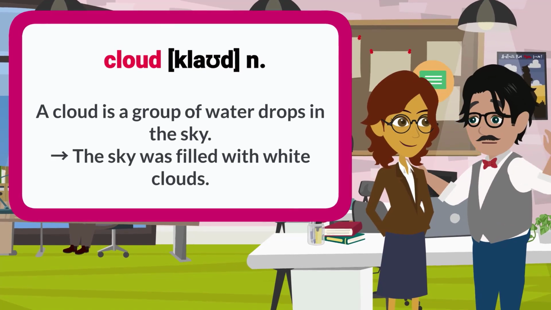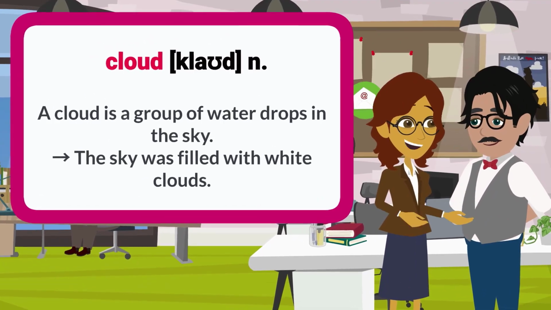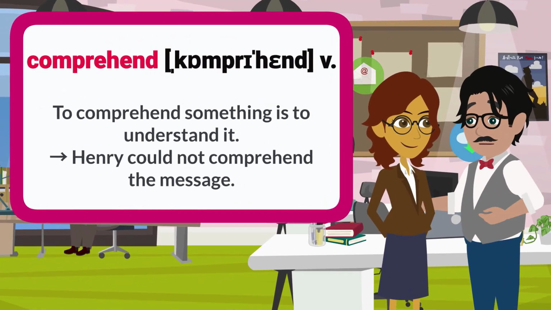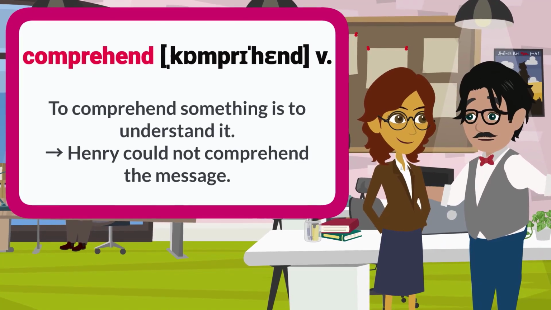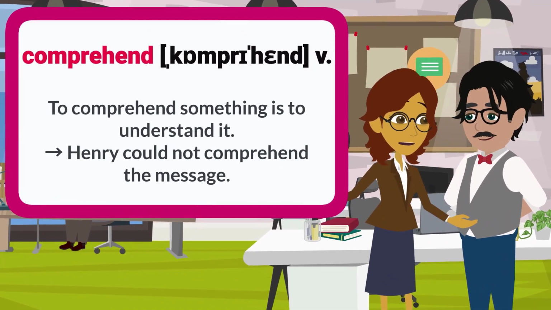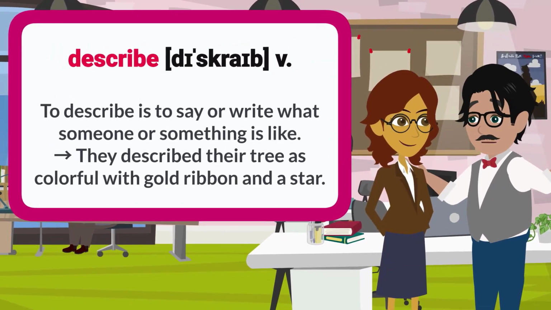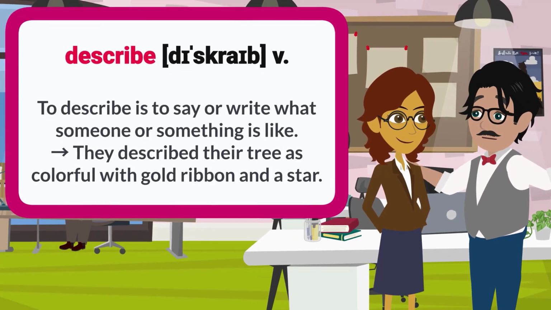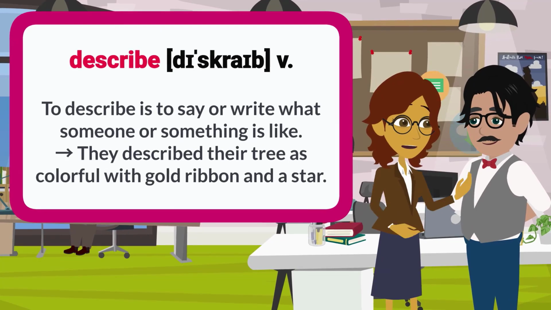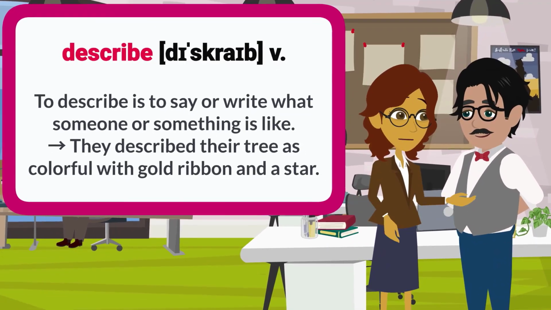Cloud. A cloud is a group of water drops in the sky. The sky was filled with white clouds. Comprehend. To comprehend something is to understand it. Henry could not comprehend the message. Describe. To describe is to say or write what someone or something is like. They described their tree as colorful, with gold ribbon and a star.